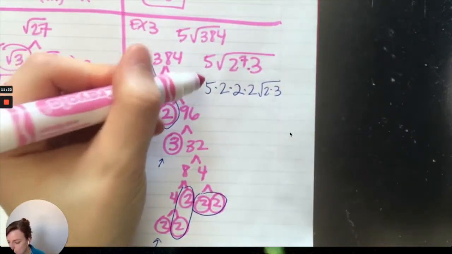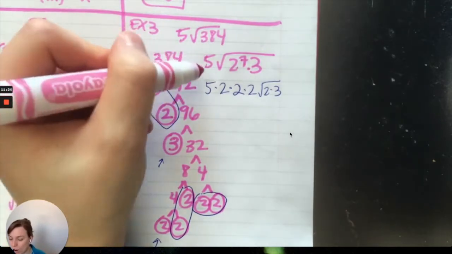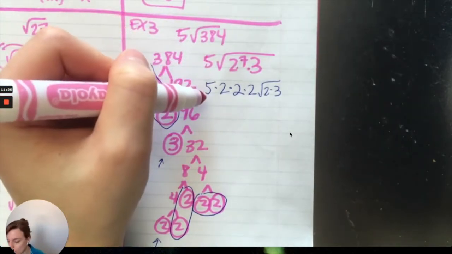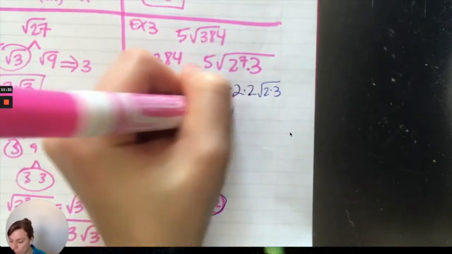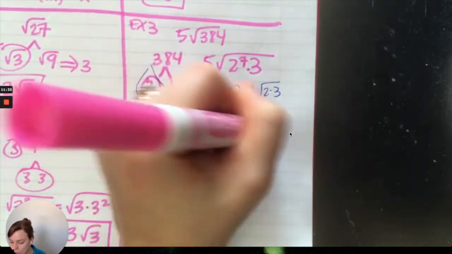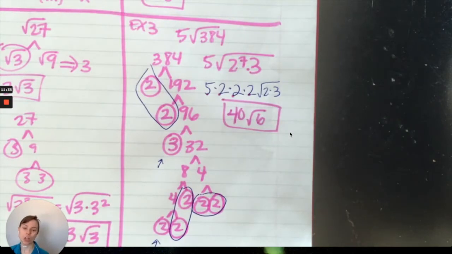Okay, and now this is my last step, so making sure that I always have that 5 out in the front to multiply by. So 5 times 2 is 10, times 2 is 20, times 2 is 40. So it's 40 square roots of 6. That's my final solution, or simplification, for my radical.